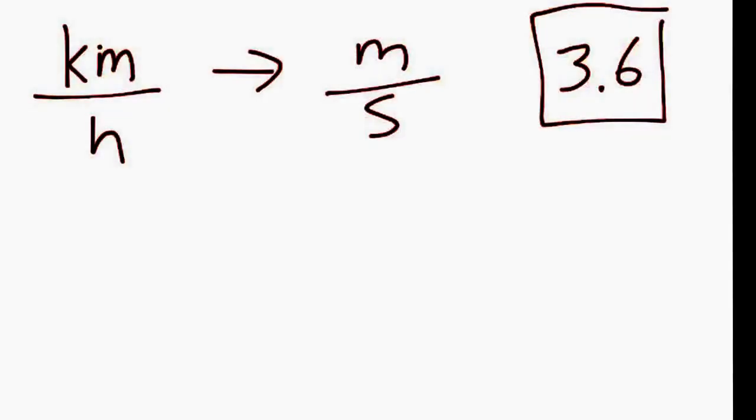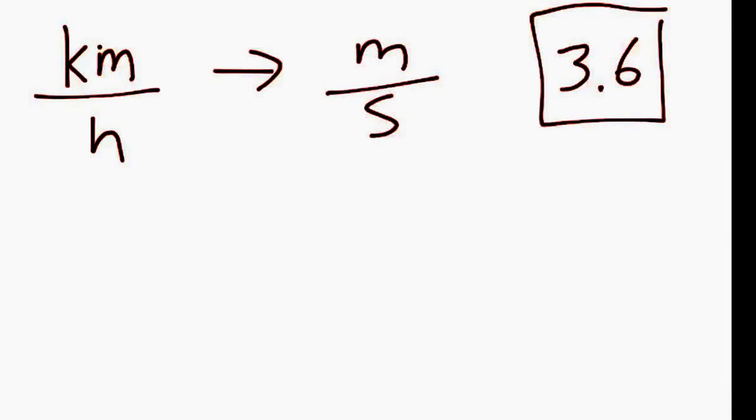Kilometer to meter is 1,000. Hours to seconds: 60 minutes in an hour, times 60 again, 60 times 60 is 3,600. So we'd actually have 1,000 divided by 3,600, which ends up being a magic number of 3.6. So we're going to use this conversion quite often, and you won't have to do any kind of serious work. You just have to remember to use 3.6.